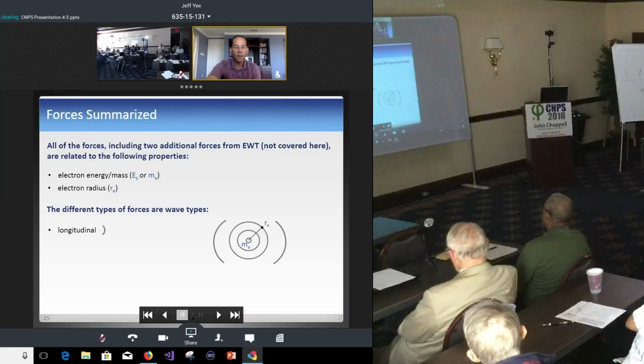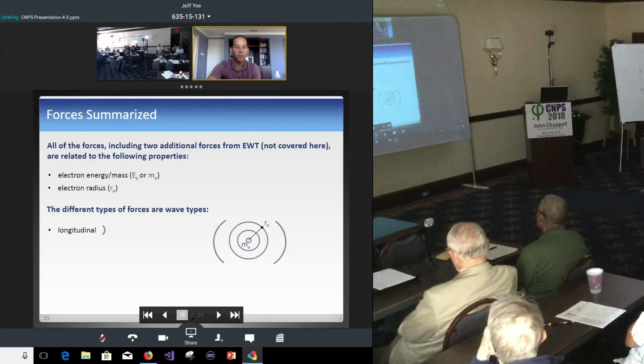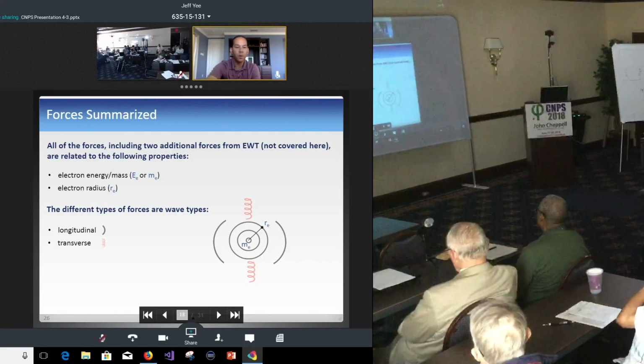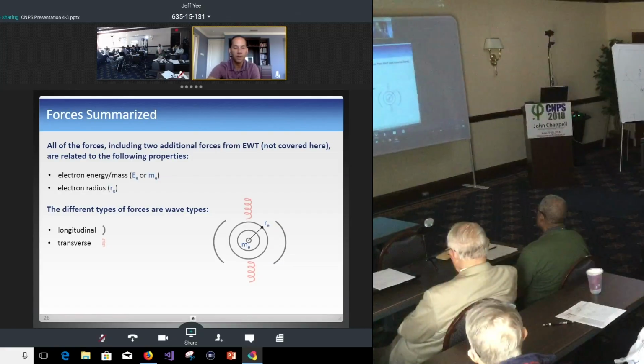And the 2 different types were either longitudinal or transverse in form. And then, of course, the reason why there's 4 is one was at rest and the other was at motion. And we ended up with 4 different laws for both matter and for the fields.